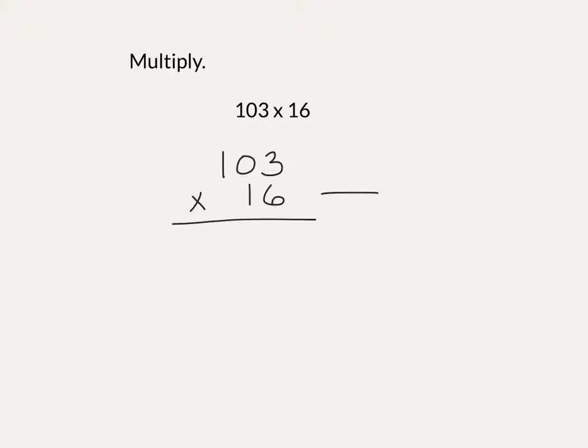You'll look at the second number and start at the ones place, and we'll multiply the value in the ones place, which is a 6, by every number in the top number. First, 6 times 3 is 18. We'll write down the 8 and carry the 1. Next, we'll do 0 times 6, which is 0, and then add the 1 that we carried, which is 1. Next, we have 6 times 1, which is 6.